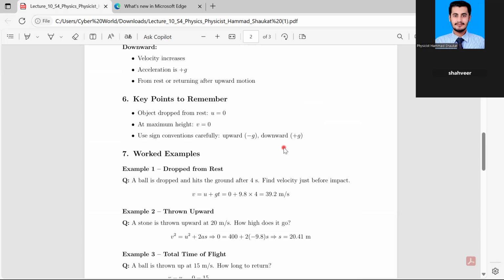So you can say when your body is at rest, your initial velocity would be zero. And when your body is at its maximum point, then your final velocity would be zero. Is there any question?